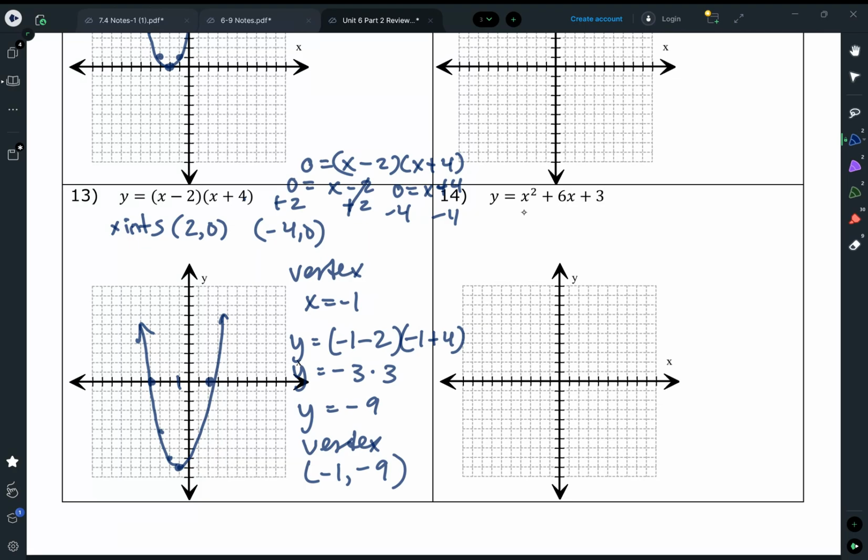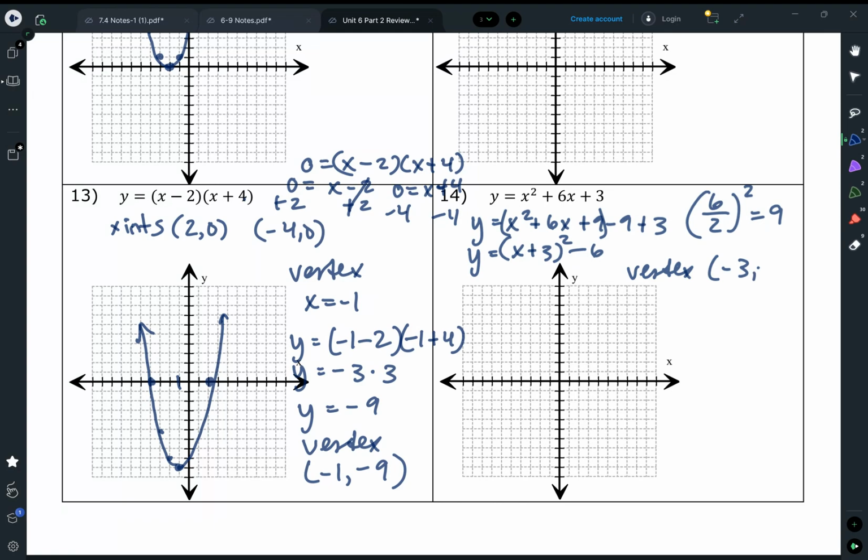So the last one is not factorable. It's not in vertex form, but I have a 1x squared and an even linear term, an even 6x. So I'm going to go ahead and complete the square. So I want to do 6 divided by 2 and then square it, and that makes 9. So I'm going to go ahead and add 9, subtract 9, and then plus 3. Take the first 3, factor, so the quantity x plus 3 squared minus 6. So my vertex is negative 3, negative 6, 1, 3, 5, 7 pattern again.